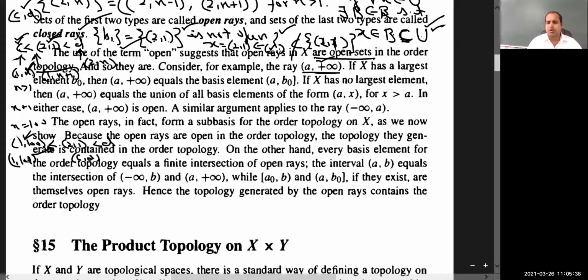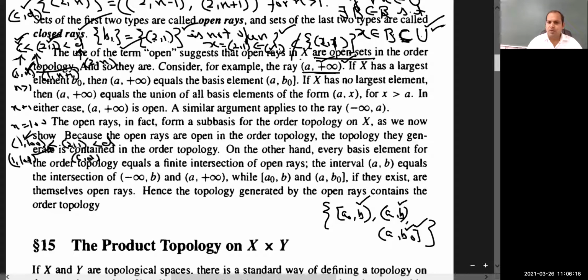Actually, here it is explained why this one is an open set with respect to the order topology on X. We know that the basis for the order topology will be of this type: if A naught B is the, if A naught is its least element, or this open interval AB, or say open at A and closed at B naught if it has the largest element. So basis members will be of this type. If this set is open with respect to the order topology on X, then it must be generated by a union of basis members of this type.